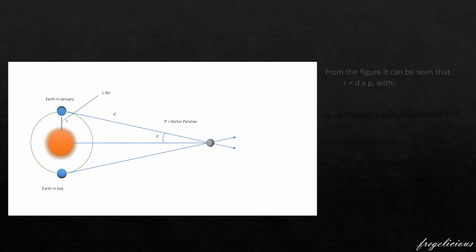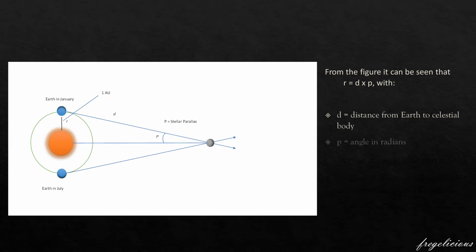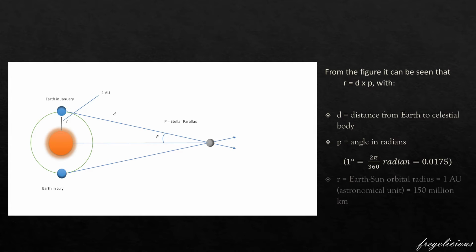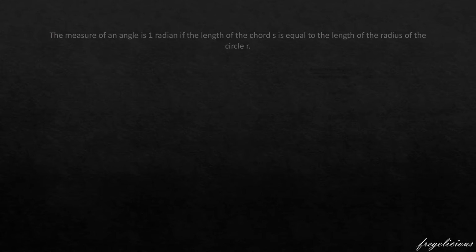From the figure, it can be seen that R equals D multiplied by P, with D the distance from Earth to the celestial body, P the angle in radians, and R the Earth and Sun's orbital radius. To understand the unit of the angle radian, consider the following explanation.